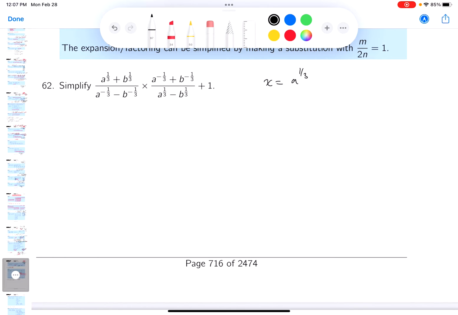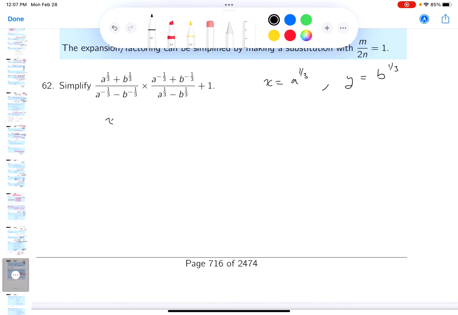All right, and I'm going to say b. I'm sorry, not b. I'm going to say y is equal to b to the 1/3. Now, you could use other substitutes. They look like they're okay to do. So let me write this down. What are you going to get? And I'll be very careful then.